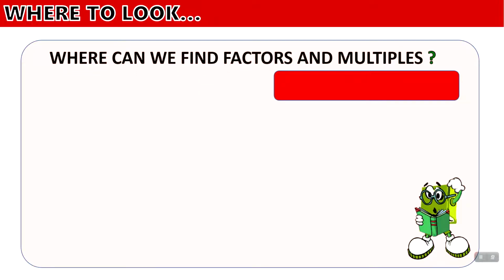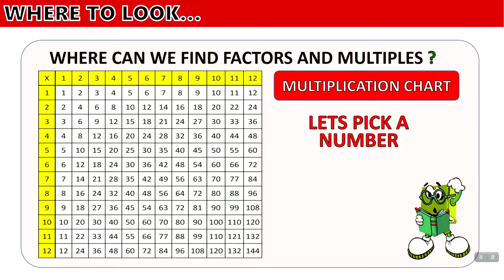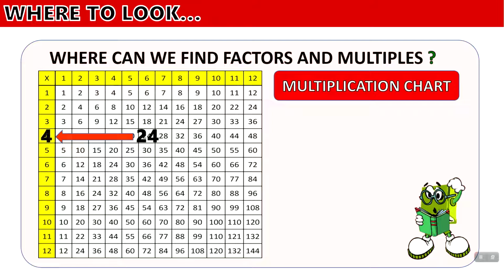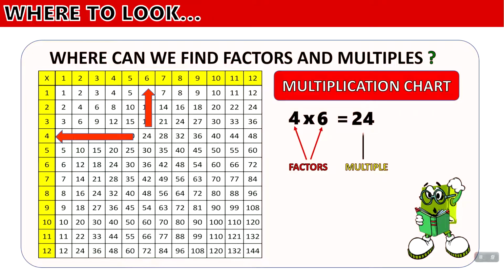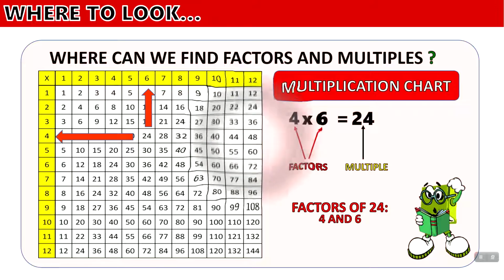But where could we find factors and multiples? Well, in the multiplication chart is the easiest place to look. So let's pick a number like 24. If we look left, we see 4. If we look above, we see 6. And 4 times 6 equals 24. 24 is in the 4 times tables. It's also in the 6 times tables. So the 4 and the 6 are factors of 24. 24 is a multiple of 4 and a multiple of 6. And so two factors of 24 at the moment we can see are 4 and 6.